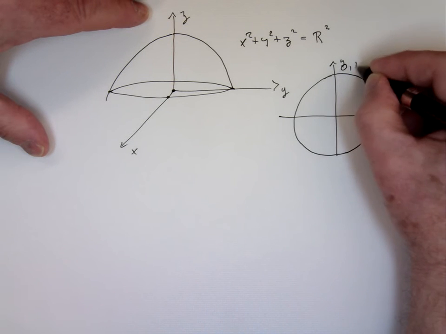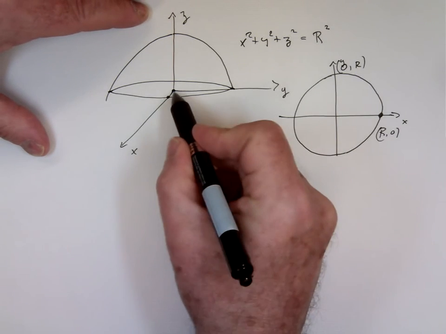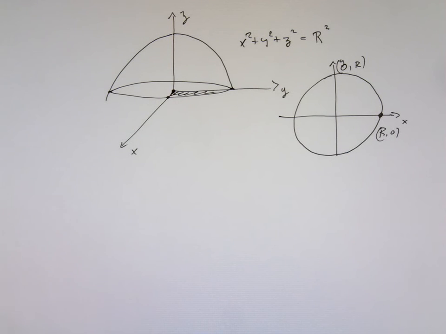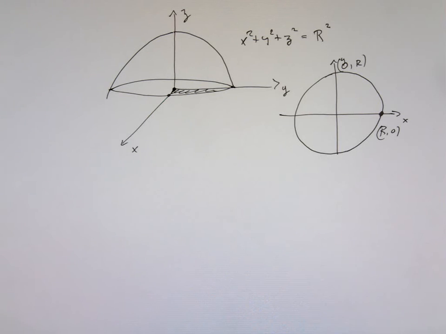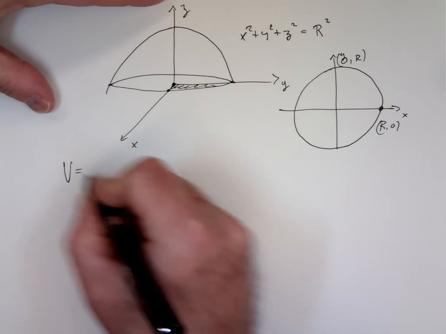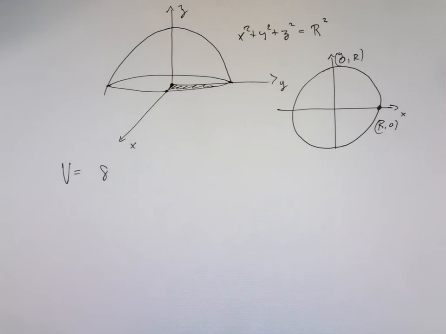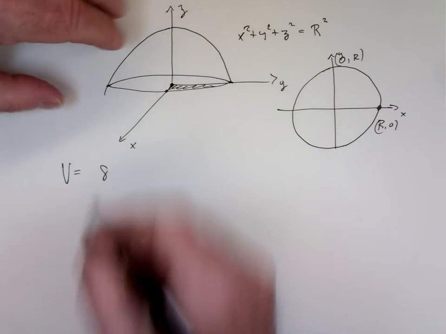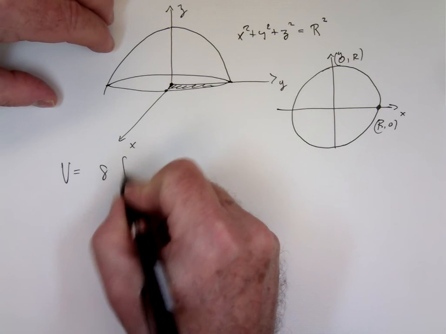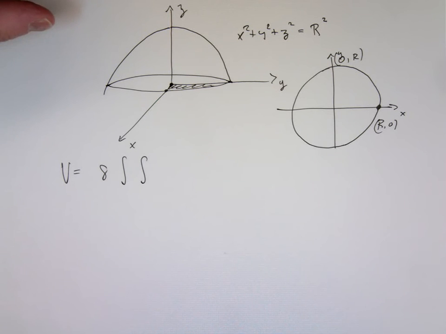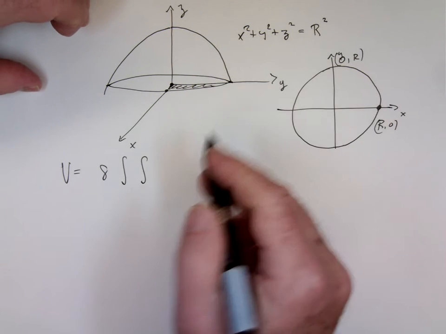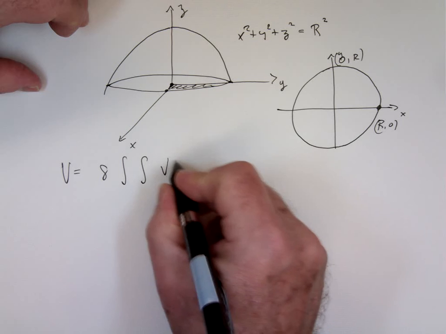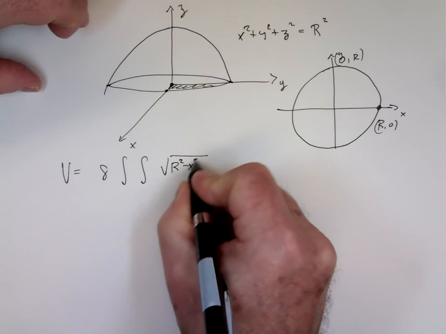And what we're going to do is take a look at it over this first quadrant here in the xy plane. We're going to take 1/8 of the sphere. So here we go. The volume is equal to 8 times, and I'm going to set it up in rectangular first, and then we'll do it in cylindrical. So we've got the double integral. Our surface is square root of r squared minus x squared minus y squared dy dx.